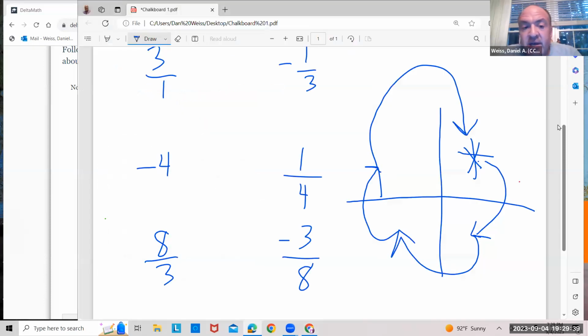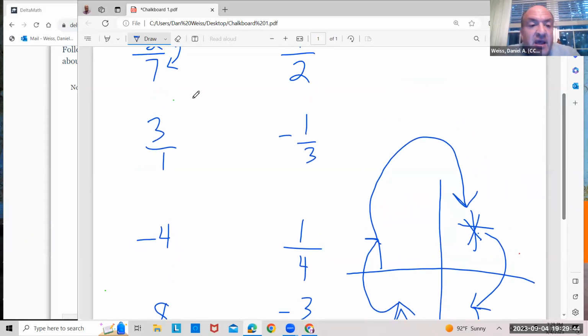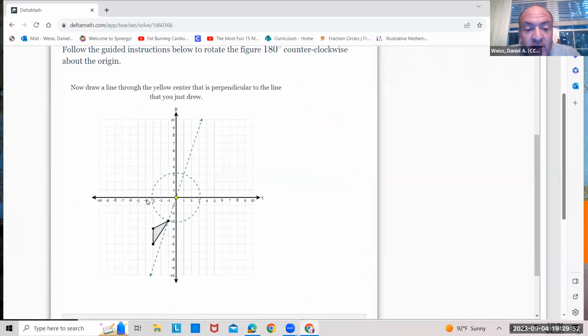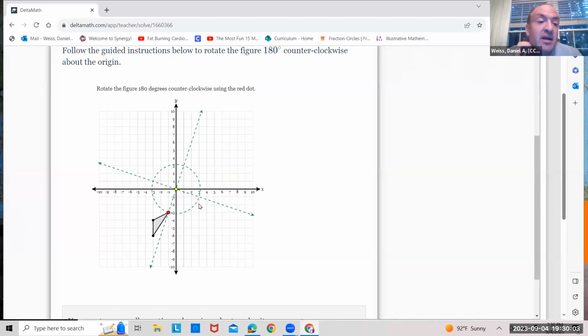And remember what we said about +3 over 1 right here? If the slope is +3 over 1, what's the perpendicular? The perpendicular will be -1 over 3. So I'm going to click and hold here and go -1 over +1, 2, 3. That is the perpendicular. Okay.